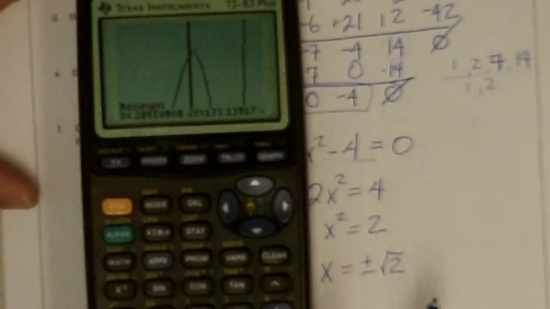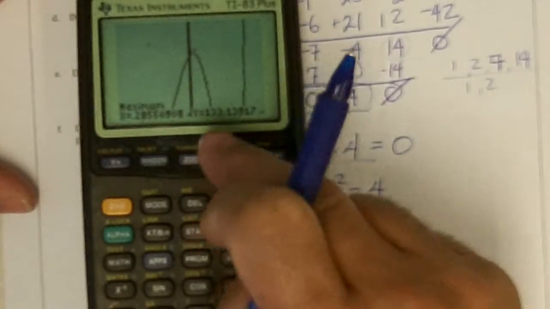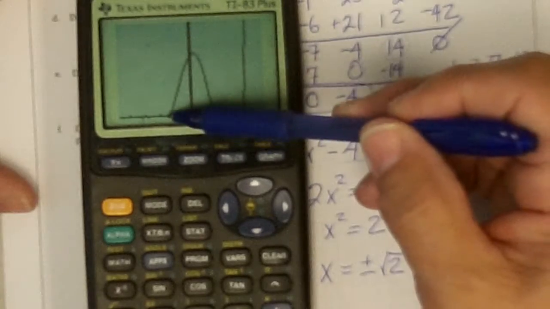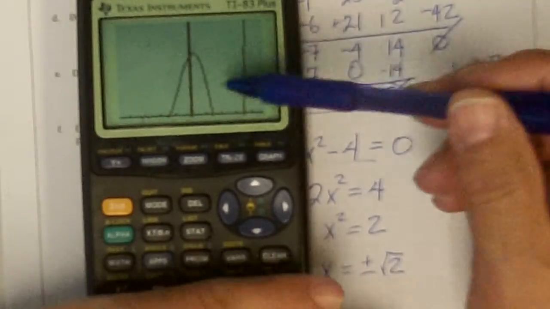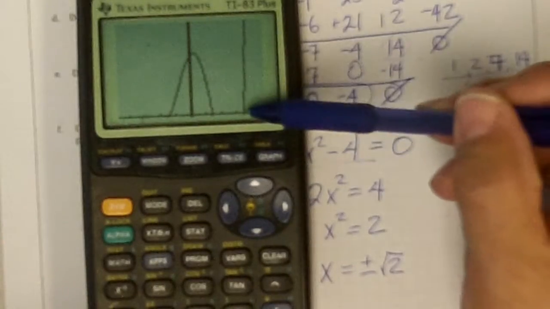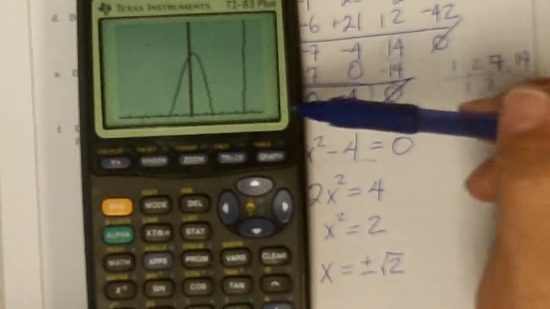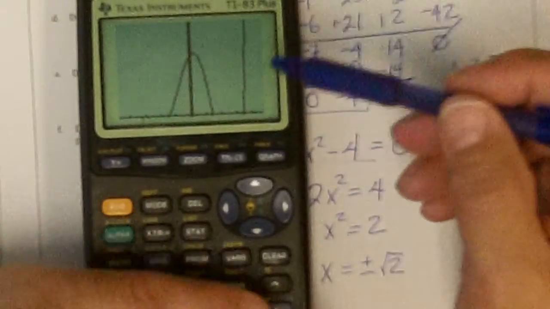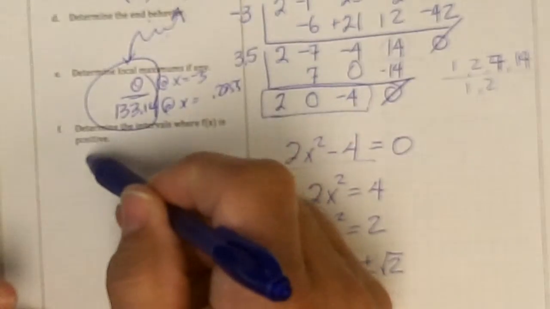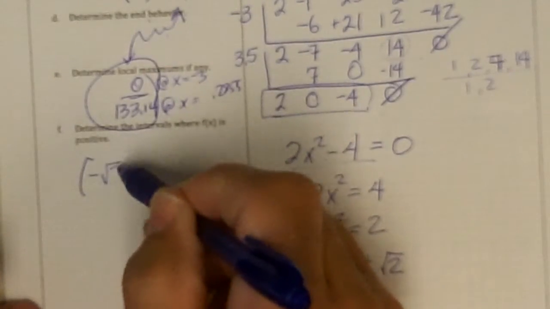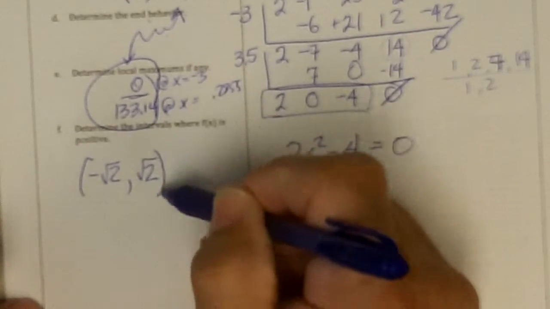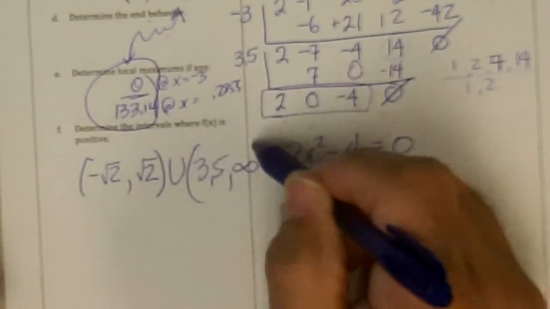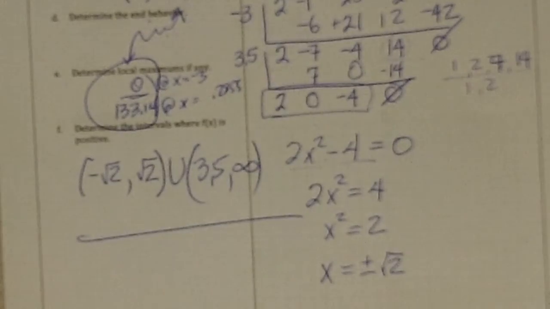When is this graph positive? So let's go back to the graph. Well, it's positive between these two zeros, which were the negative square root of 2 and the square root of 2. It's positive after this 3.5, it's positive. And it's not positive at -3, it just gets to 0. So it's positive from negative square root of 2 to square root of 2, and from 3.5 and above. And that's the answers for page 1.